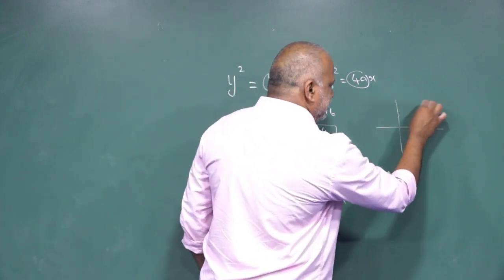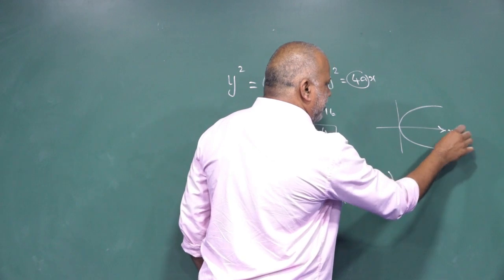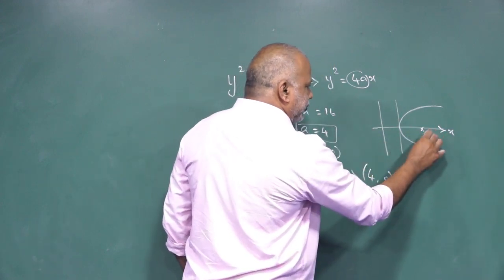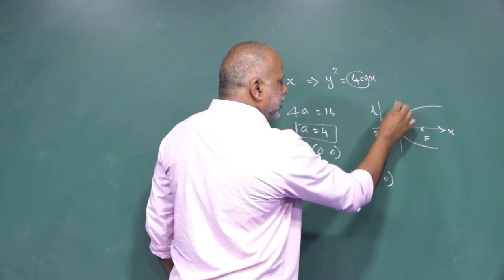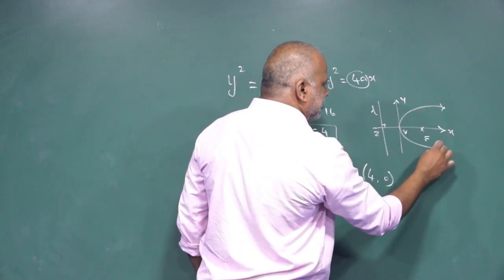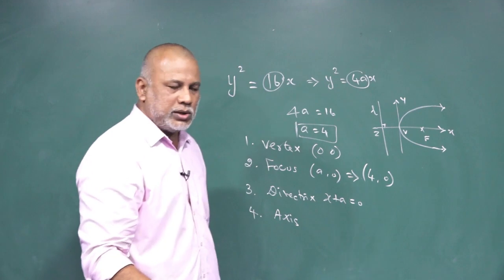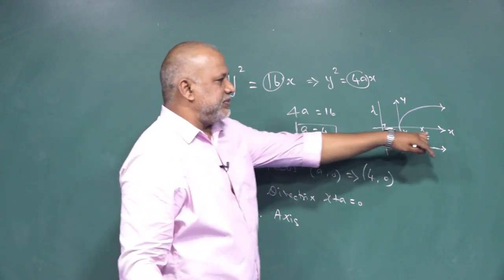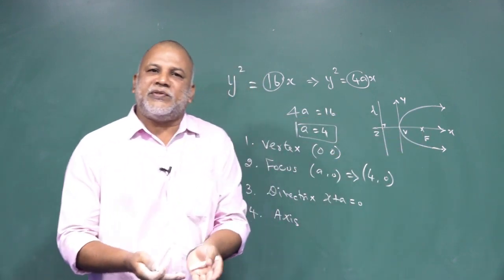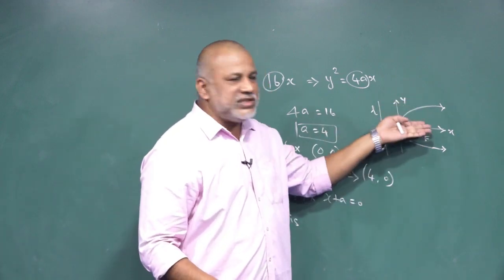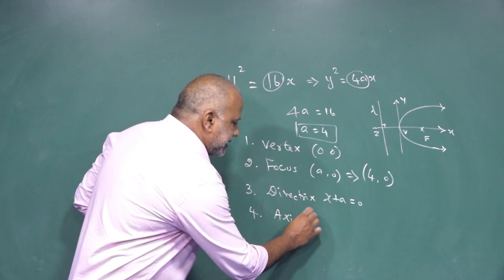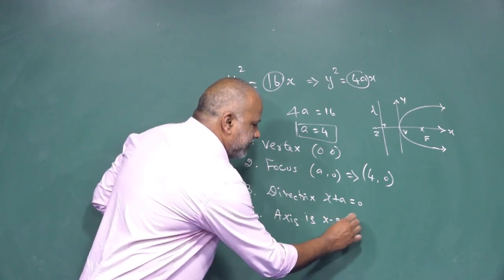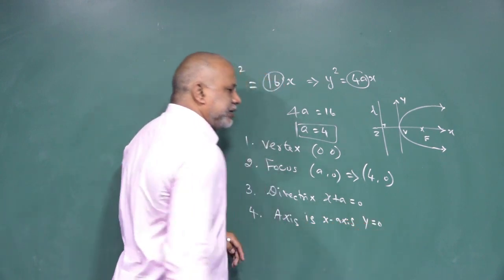The rough diagram: this is the type number 1 parabola. Here must be the focus. This is called the vertex. This is called the directrix. Already a well-known diagram; so many examples we have already worked out. Now the axis is the x-axis. Why? What is the definition of axis? Symmetry about which axis? Here symmetry is about the x-axis. Therefore the axis is the x-axis, and its equation we can say is y equal to 0.